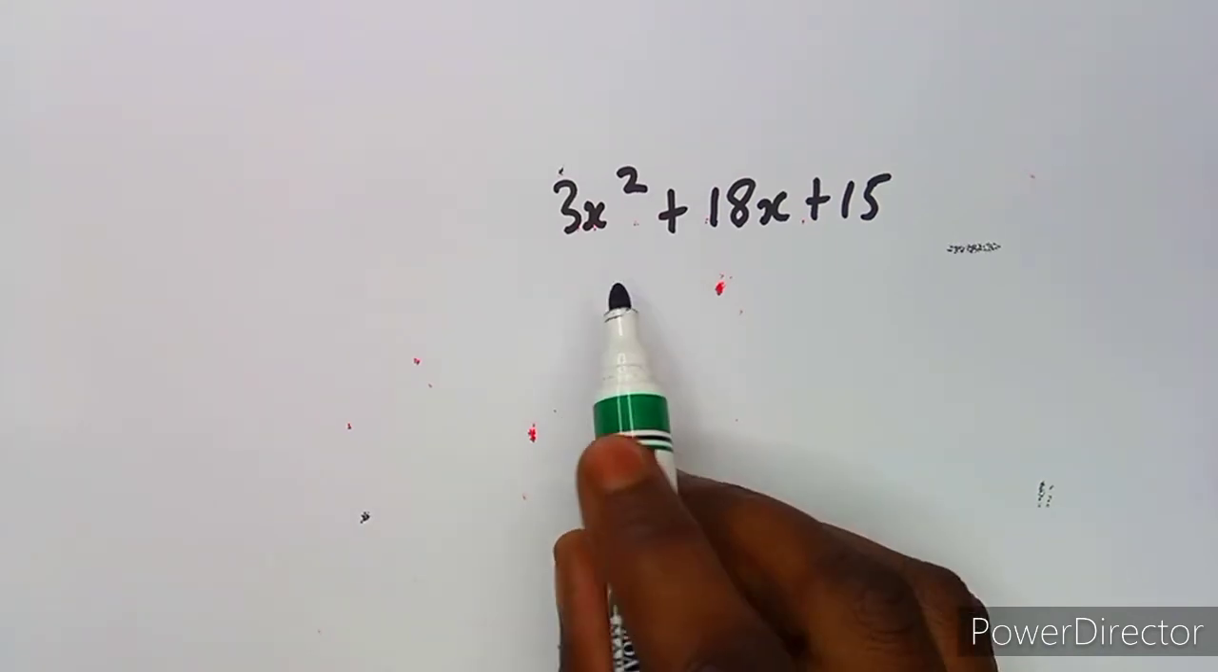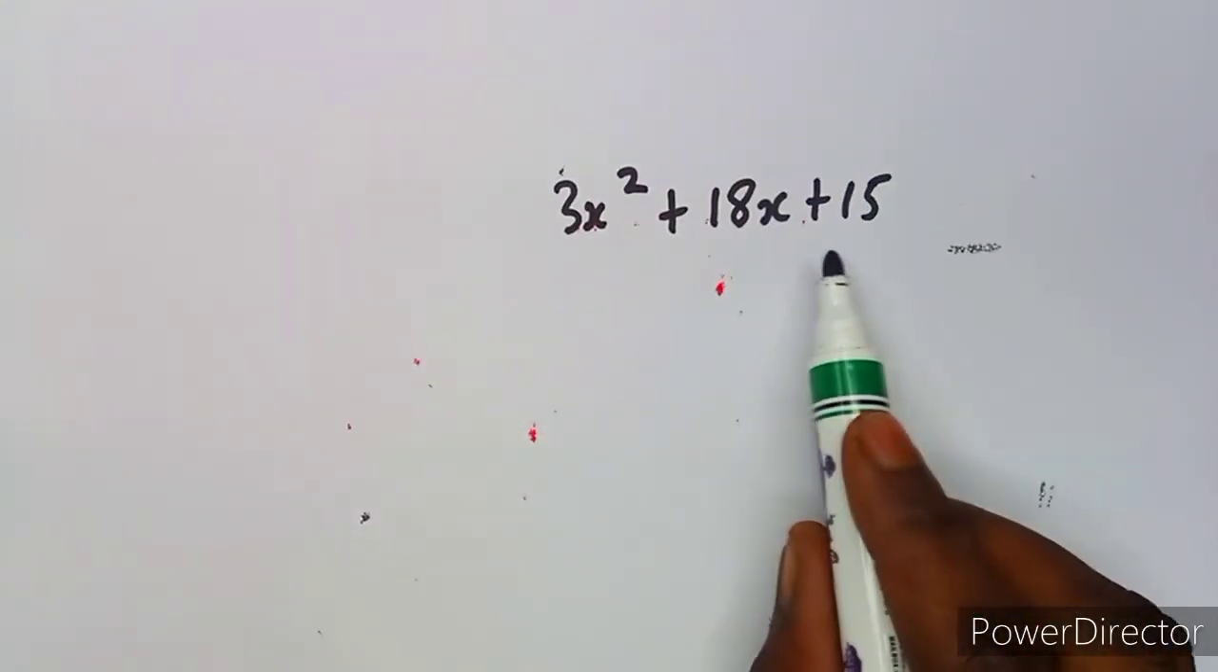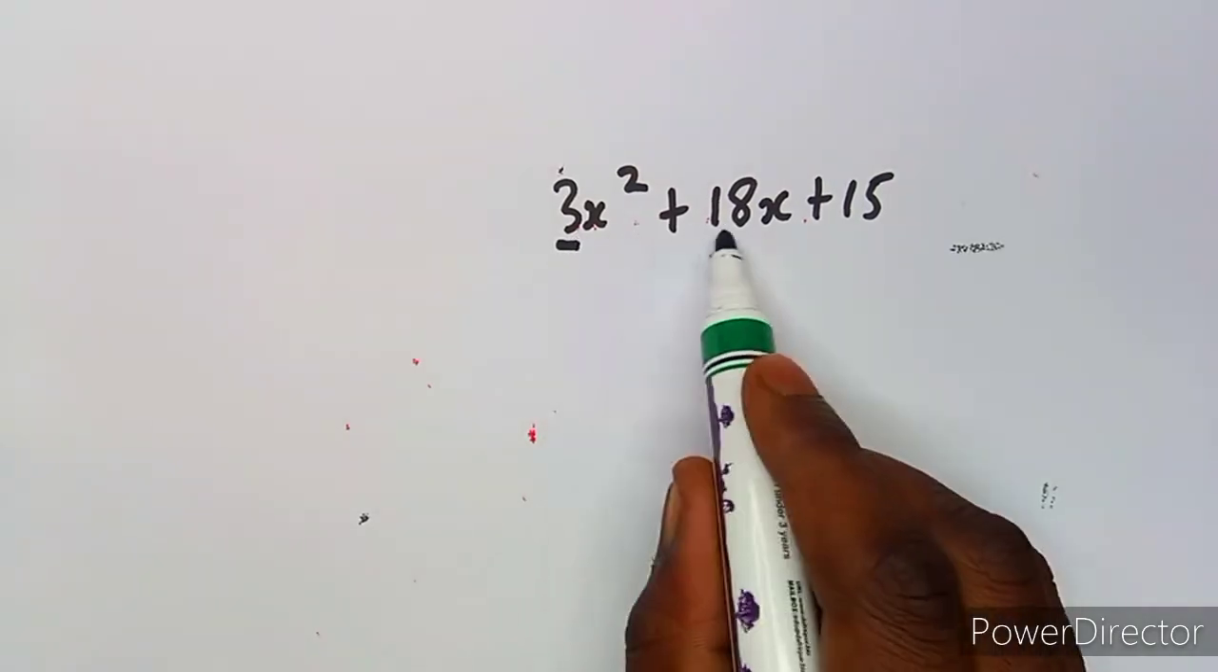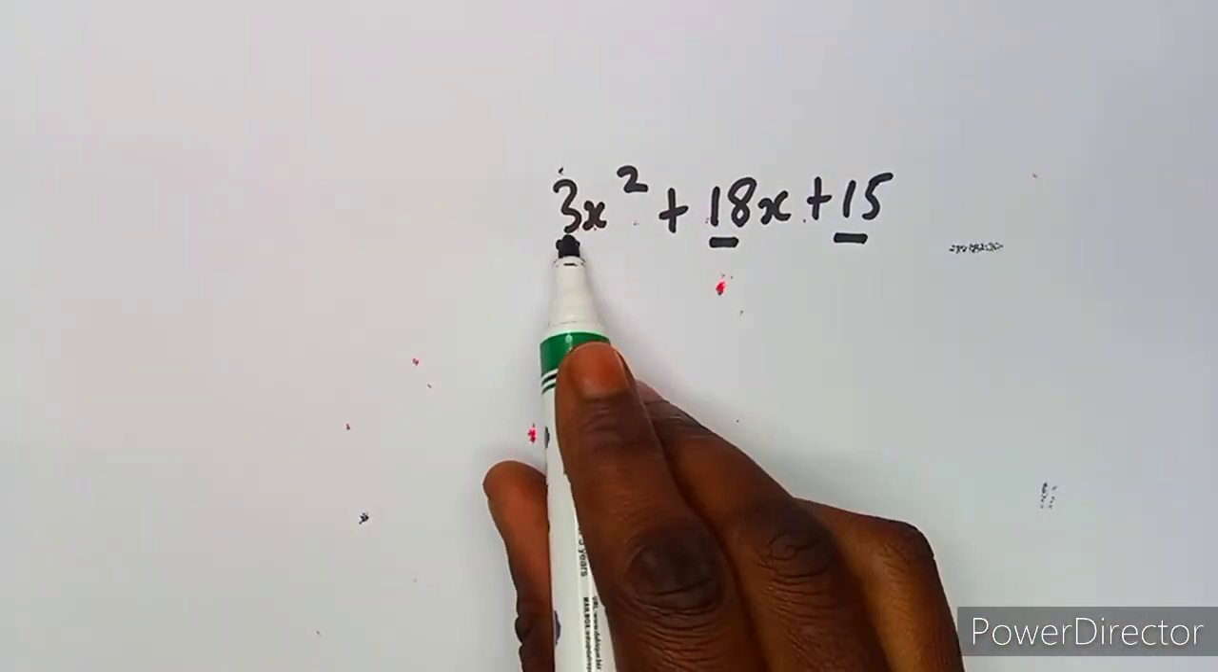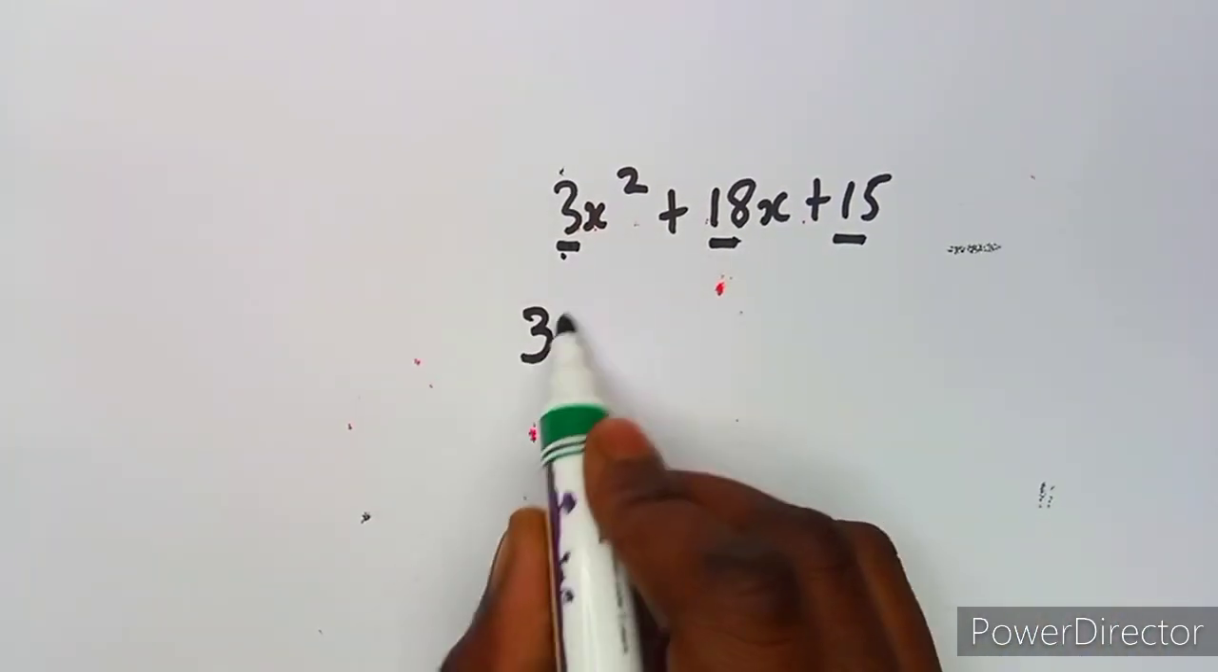Why? Because here, instead of us applying the longer method, we can start by cross-checking. Is there anything that is common? You see that 3 is common actually. So 3 is common here, so you can factor out 3.